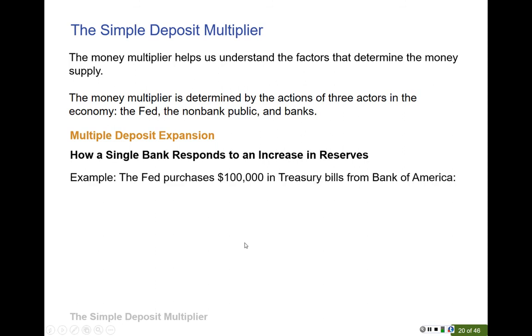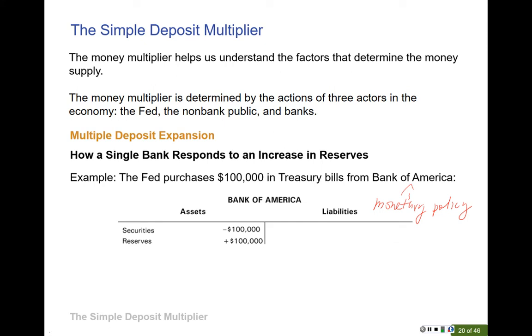First, suppose the Federal Reserve purchased a $100,000 Treasury bill from the Bank of America. From what we learned previously, we know this is part of the monetary policy taken by the Federal Reserve. So basically the Federal Reserve injects $100,000 cash or money into the banking system. But here comes the question: how much deposit can be created in the banking system?